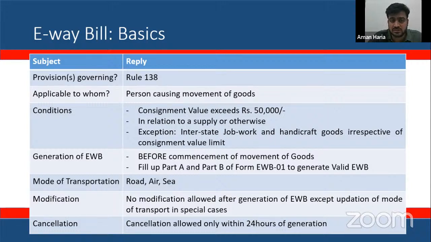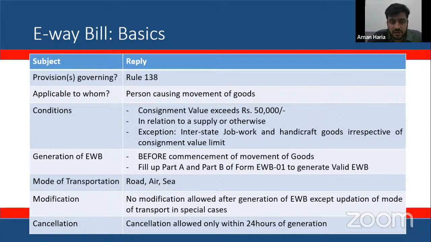What are the conditions? So the consignment value must exceed rupees 50,000. In some states, the limit has been increased to 1 lakh rupees for intrastate, that is within the state movements only. So please note, in some states this limit might be 1 lakh, and in some states it might be 50,000. However, for interstate, that is across the border movement, the limit still remains 50,000 rupees only.